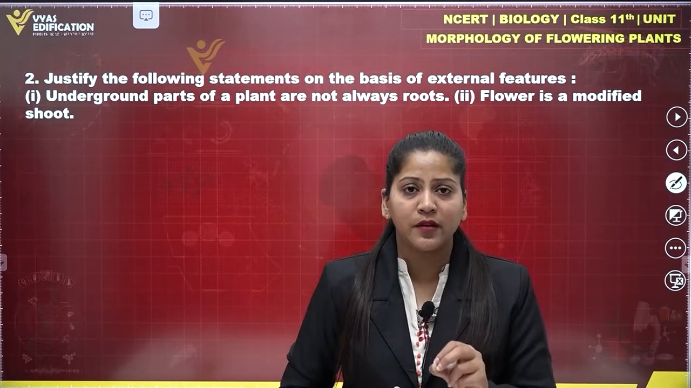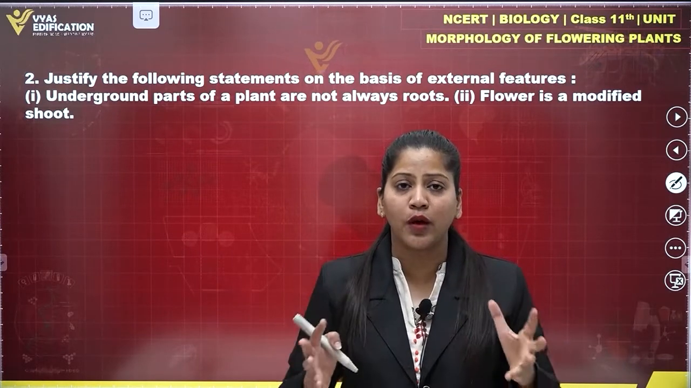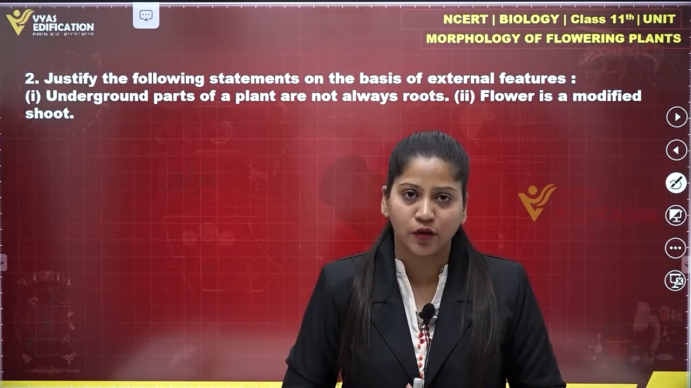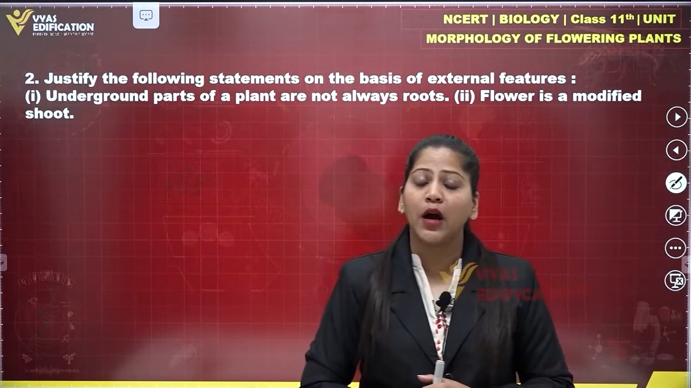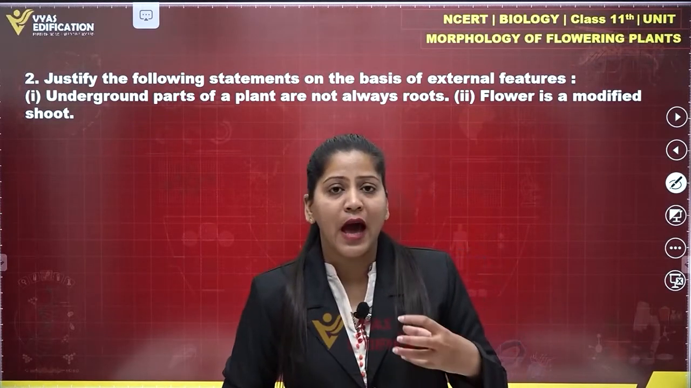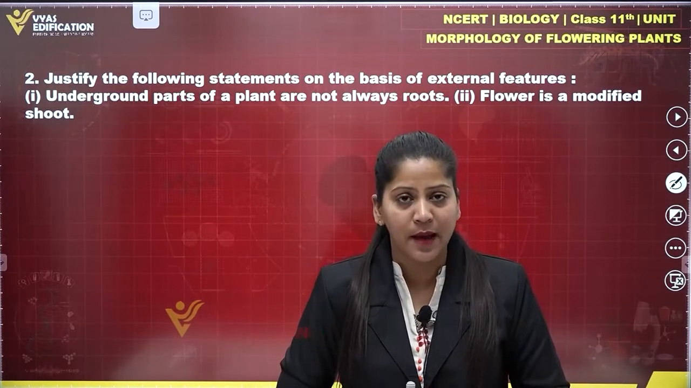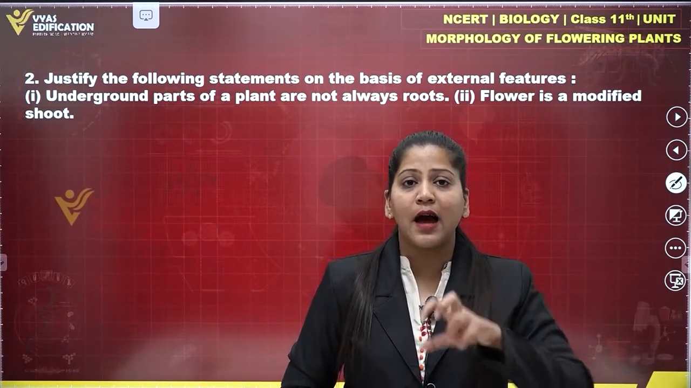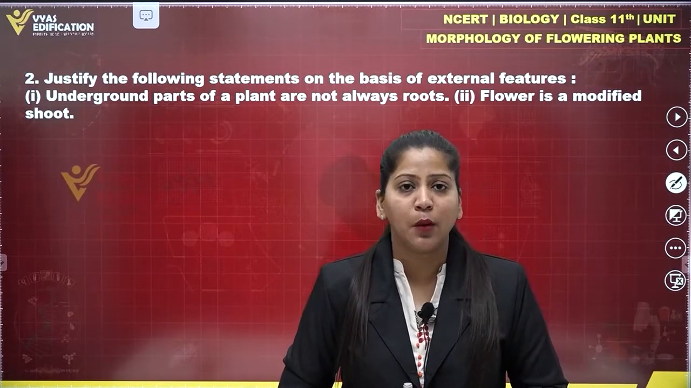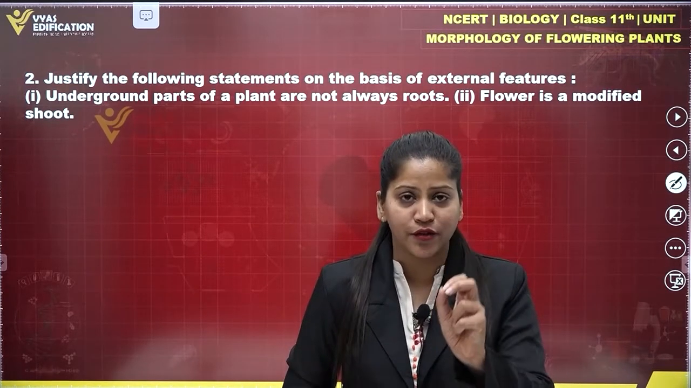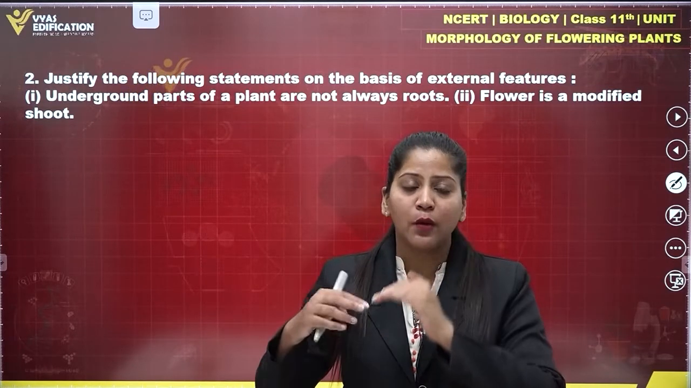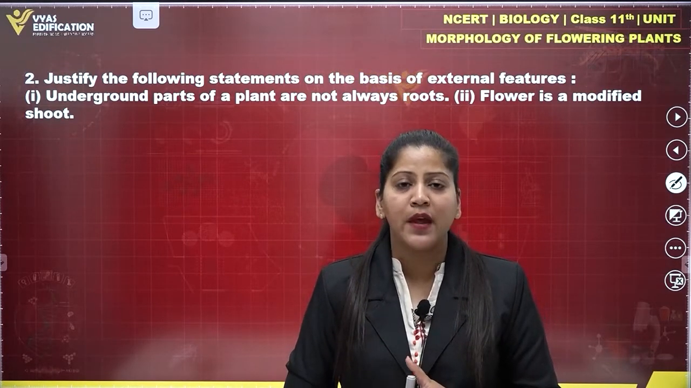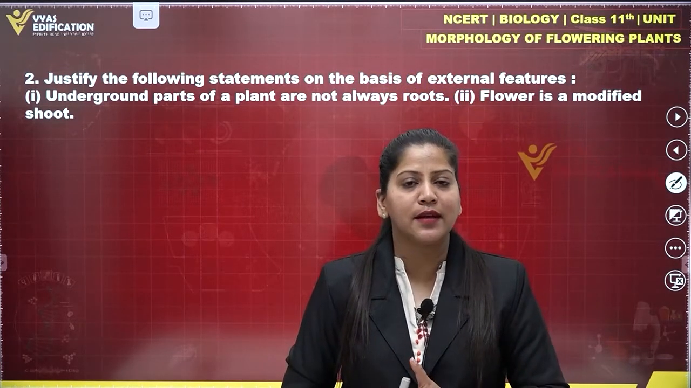And these stems in ginger and banana which are swollen and placed underground are called rhizomes. If we talk about another example, then we have corm as an underground stem, which is found in colocasia and zamikand. So corm is another example to justify statement number 1. Corm is a stem which is found beneath the soil.